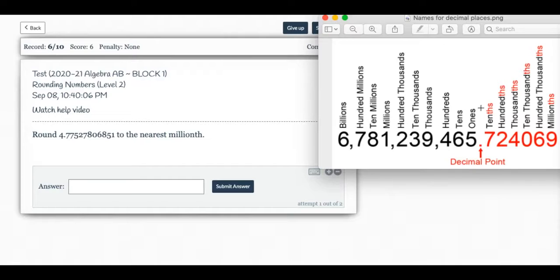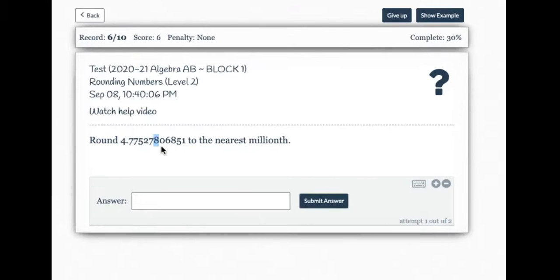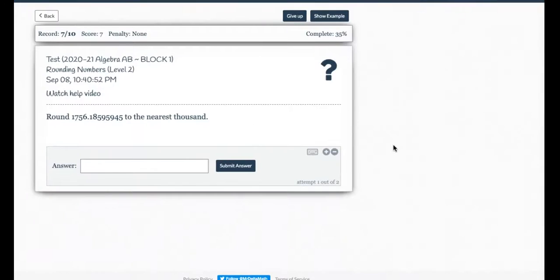Again, here's the millionth. Millionths is out 1, 2, 3, 4, 5, 6 decimal places. 4.775278. So we're trying to decide whether to keep the 8 or bump it up to a 9. The decider is always 1 digit to the right. The decision factor is the 0. And since the 0 is a low number, we're going to keep this at an 8. So 4.775278.